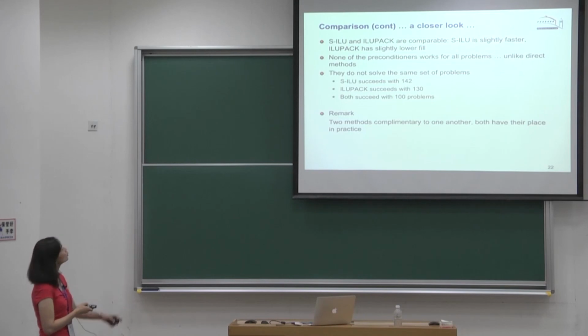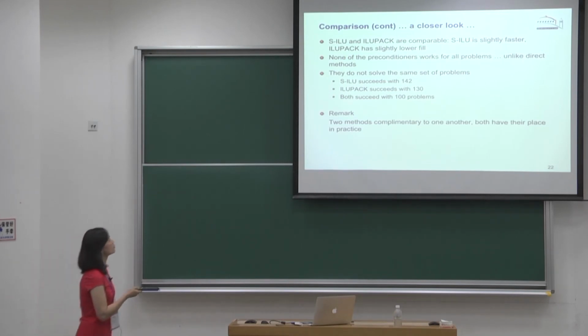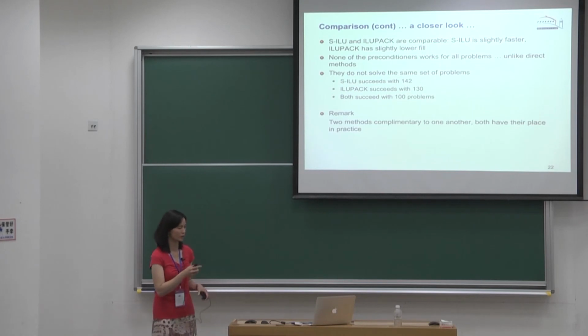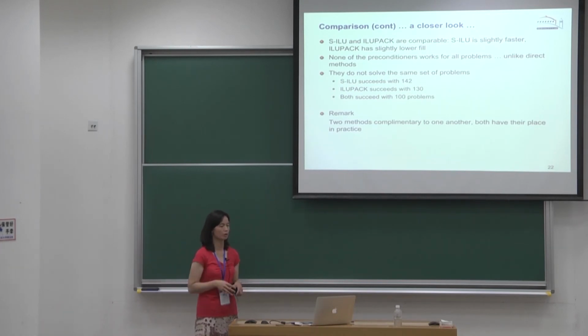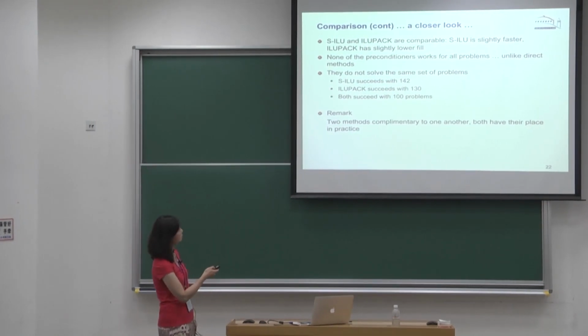And then, as I said, for ILU or iterative solvers, it's very hard to say which one is better. Even from the performance profile, we see that ILUPACK and our supernodal version seem similar. But when you zoom in and look at the problems closer, you will see that they are comparable, right? Our supernodal version is slightly faster. ILUPACK has slightly lower fill. But none of the preconditioners works for all problems. So that's the situation.